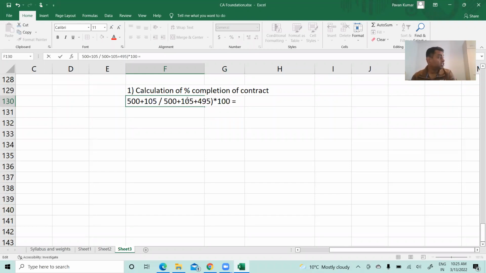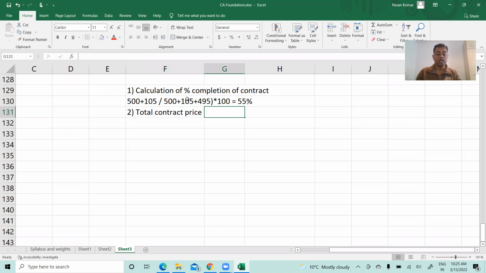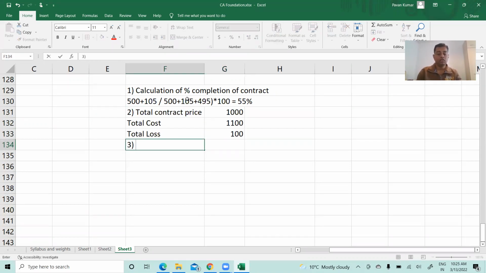Tell me this percentage, please. Is it 55%? Okay, step 2. Total contract price 1,000. Total cost 1,100. Total loss. Step 3: revenue to be recognized.